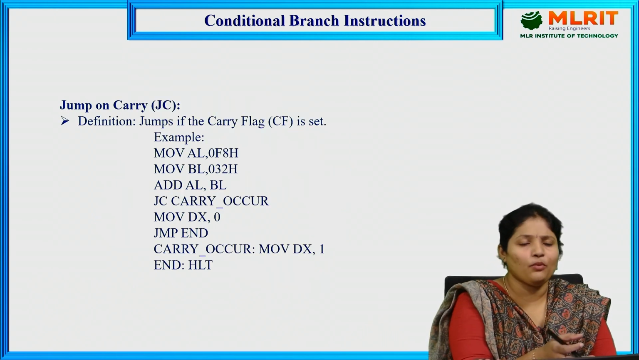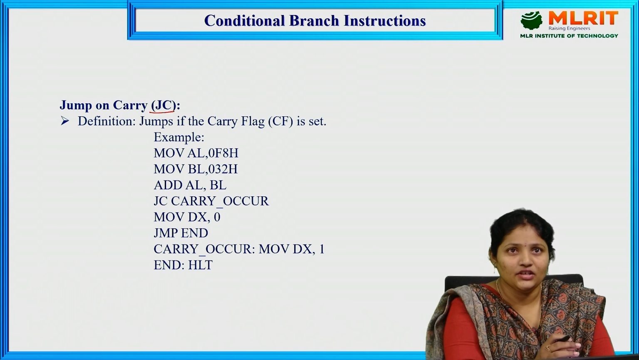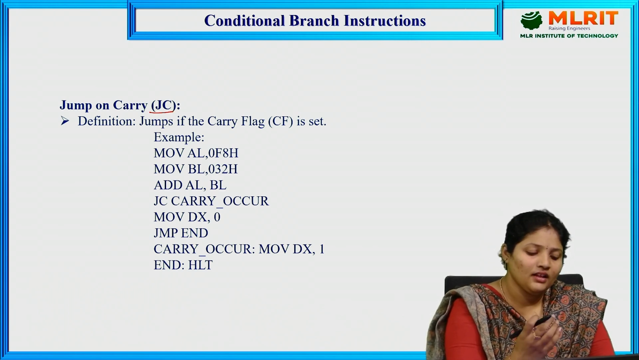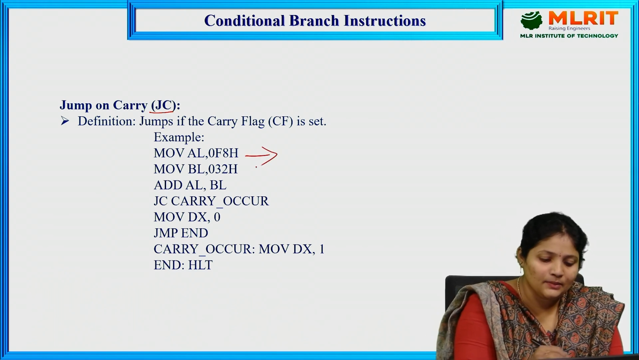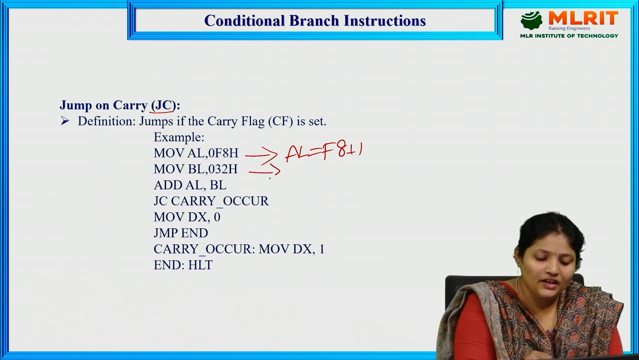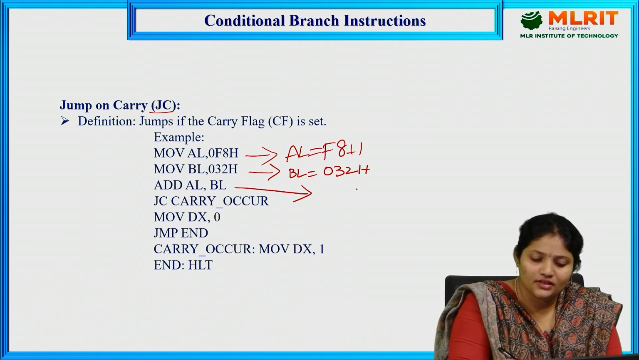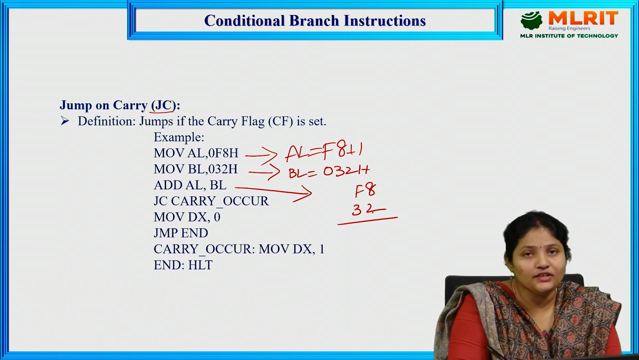Like jump on carry. If carry is present, then only, if the condition is satisfied, the transfer will move to the label which is present in that particular instruction. Let's see the example here. The AL register is filled with the data F8H and the BL register with 02H. Whenever we add these two registers, what will be the output? F8 added to 02: 8 plus 2 is 10.